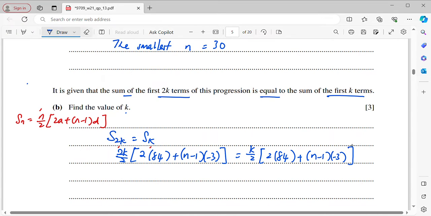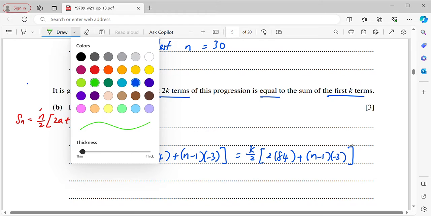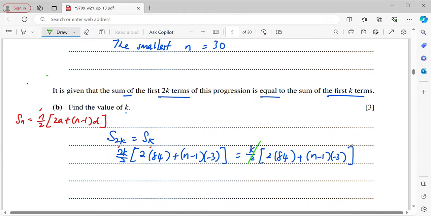Okay, so from here, basically, we can simplify the terms first. K over 2, this is k over 2. Alright, so now we just do expansion. So then you will be getting 2 times 2 is 4. So just do the expansion here. 4 times 84, it will be 336. Okay, then this is minus 3n. So minus 3n times the 2 outside, it will be minus 6n. Sorry, there's no n.